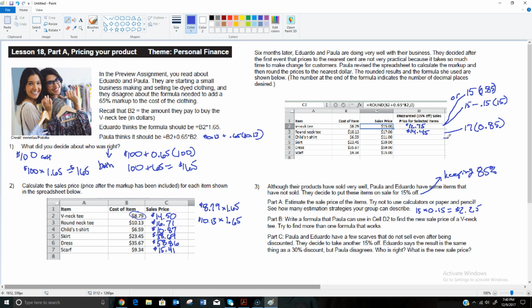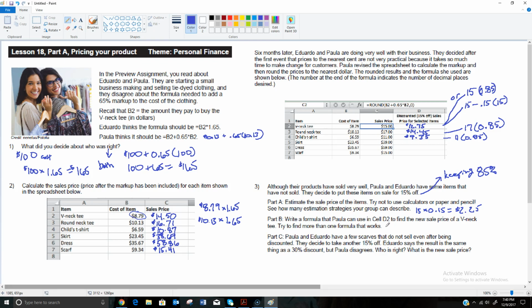And then we would do the same thing here. 11 times 0.85. And it gets marked down to 9.35. And so on. So it says, write a formula that Paula can use in cell D2 to find the new sale price of a V-neck. Try to find more than one.